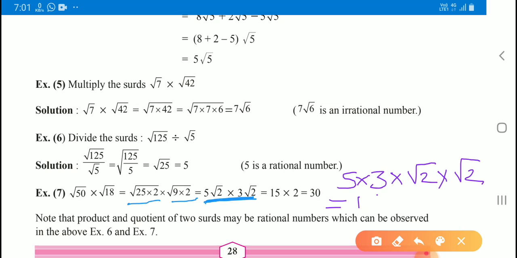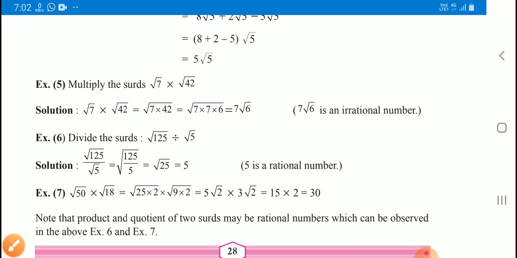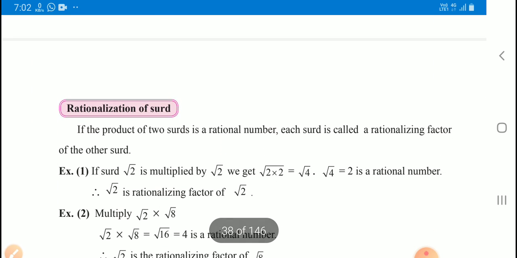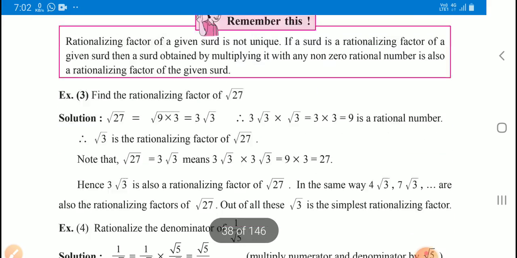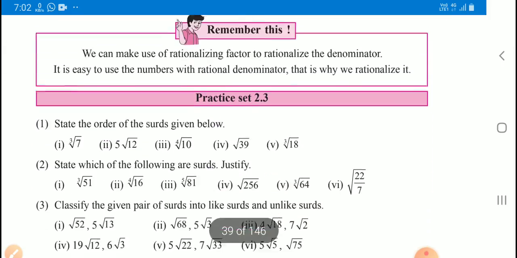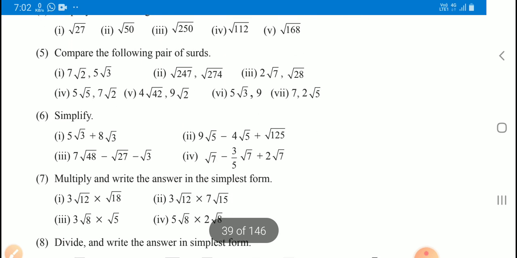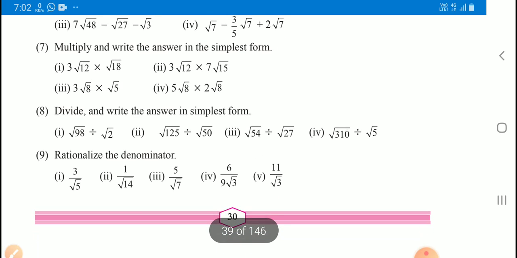Then 5 3s are 15. Root 2 into root 2 means root 4. Then it is equal to 15 into 2, that is equal to 30. Okay, this is your answer. Same answer is here. Okay, now like this you have to solve the questions depending on operations on surds. In your book, practice set 2.3, they have given the examples. By using the method you can solve.